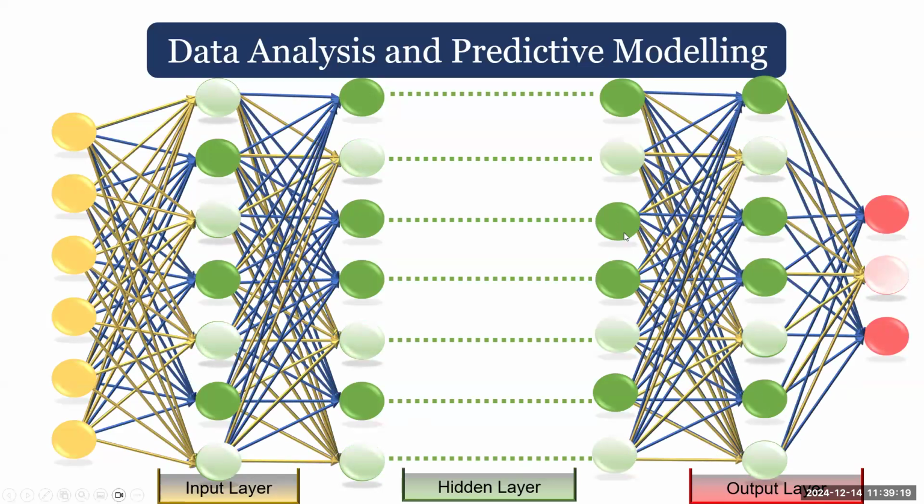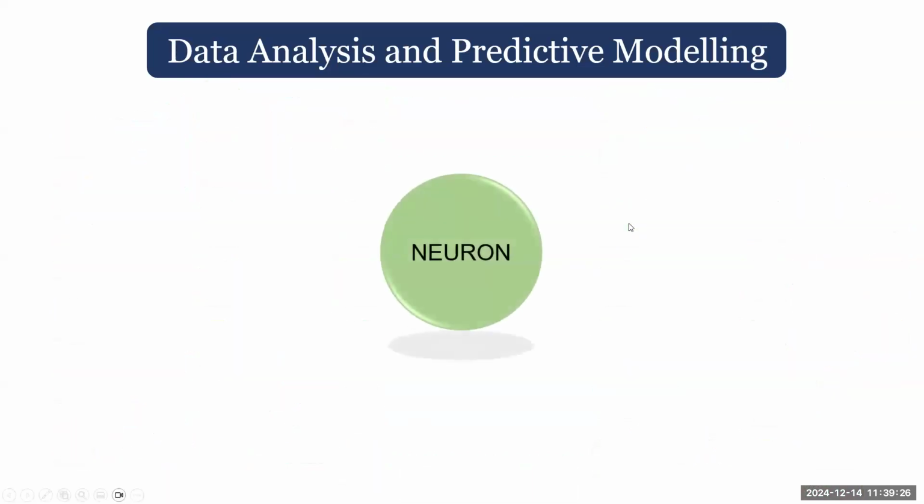We'll try to understand what exactly this node is and what exactly happens in this node. In a very basic sense, the most important, fundamental building block of an artificial neural network is the node, and we call it a neuron.